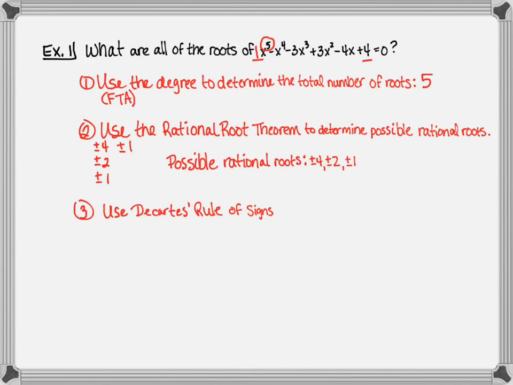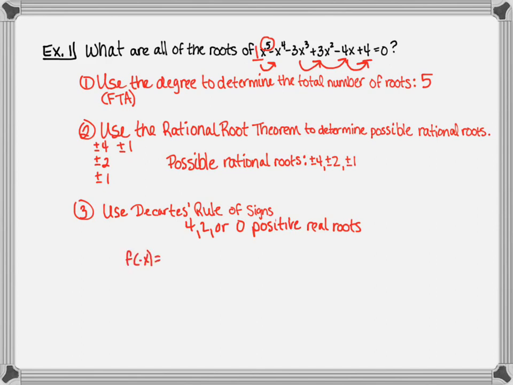Then let's use Descartes' rule of signs to determine the nature of the real roots. I'm only going to look at the sign changes. I've got 1, a second one, a third sign change, a fourth sign change. So we've got 4, 2, or 0 positive real roots.